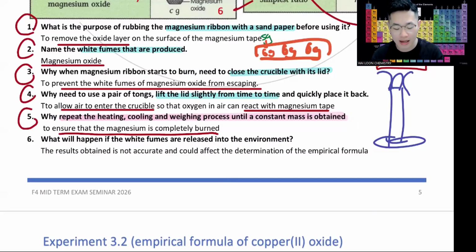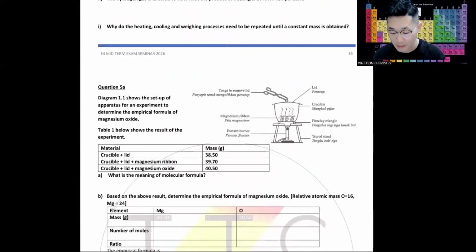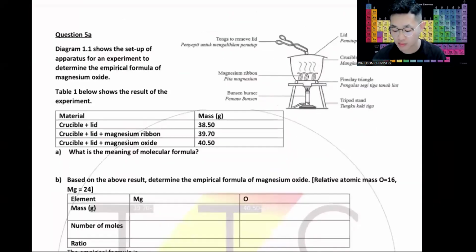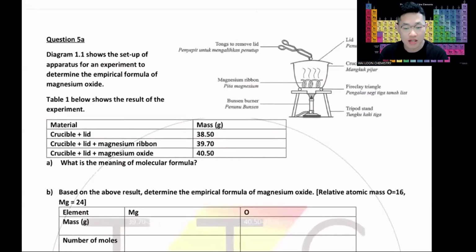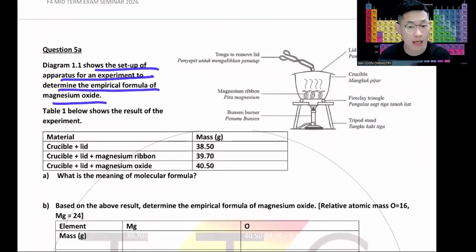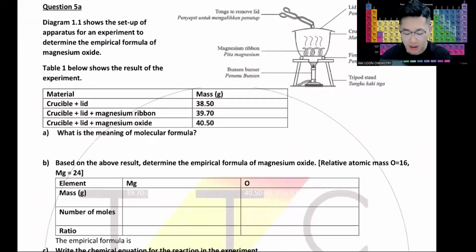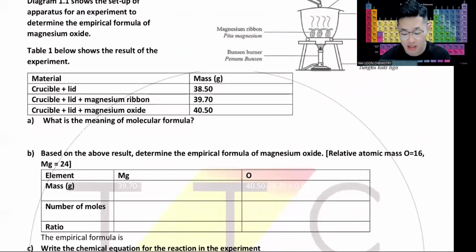Okay, let's do the question at the back. Let us go through the question at the back. So let us all look at the page number 17. Page 17. So in page 17, they told me that this diagram shows the setup of apparatus for an experiment to determine the empirical formula of magnesium oxide. Okay, so it's a crucible and direct heating. These are the results we obtained in the experiment.